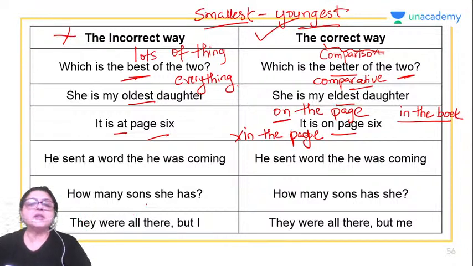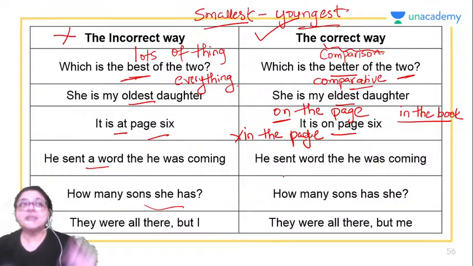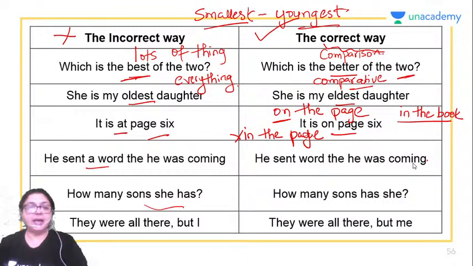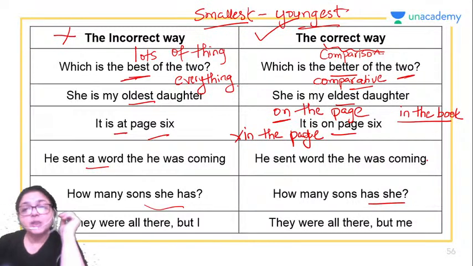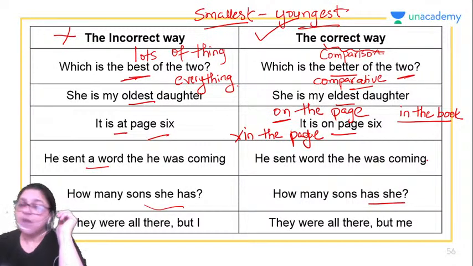How many sons she has? Sorry, I missed one. He sent a word that he was coming. A word, no, it has to be he sent word that he was coming. And how many sons she has? What do we ask? How many sons has she? It's not going to be she has, it's going to be has she.